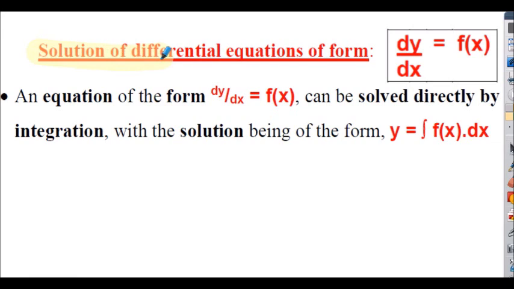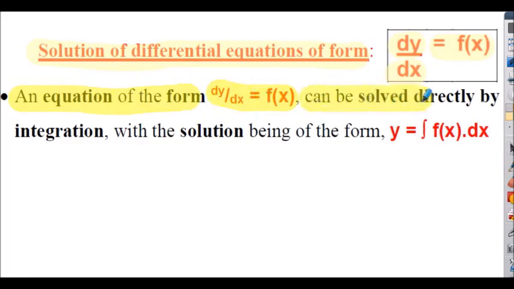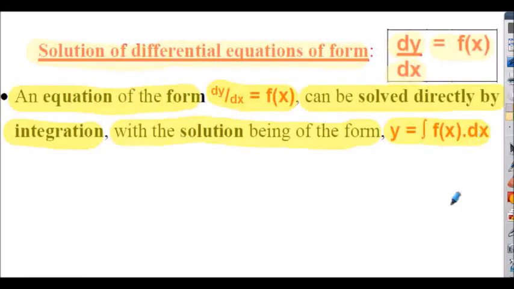Let's consider the solution of differential equations of the form dy/dx equals a function of x. An equation of this form can be solved directly by integration, with the solution being of the form y equals the integral of a function of x with respect to x.